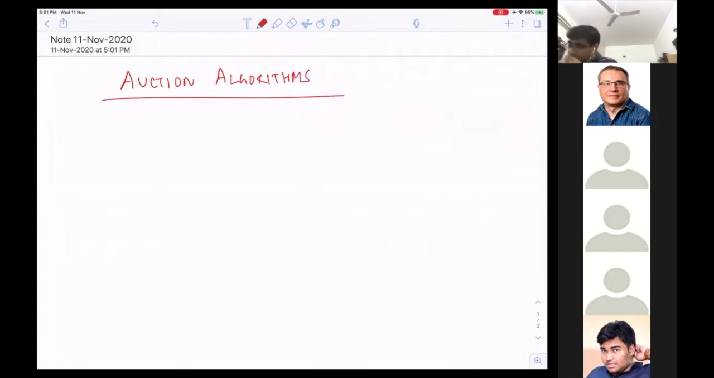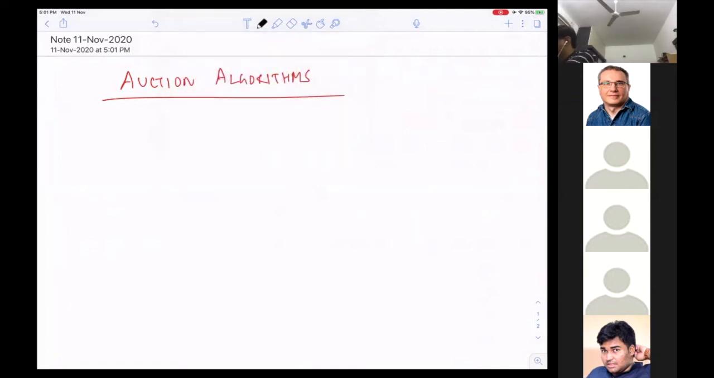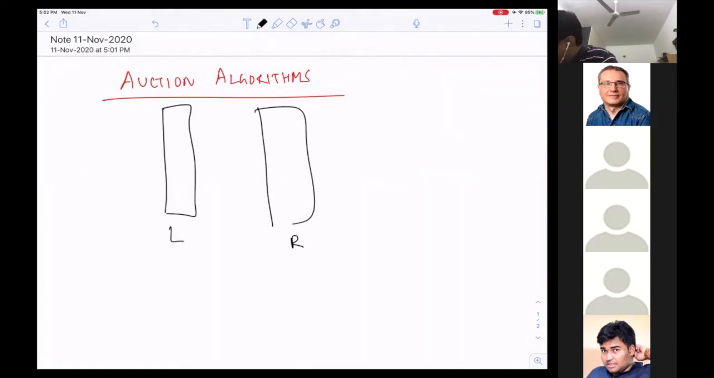Okay. So I'm going to do a bipartite matching, and this time we are going to do a cardinality bipartite matching. Okay. So the algorithm is simple. Here I have a bipartite graph, left, right. These I'm going to call bidders, and this I'm going to call items.